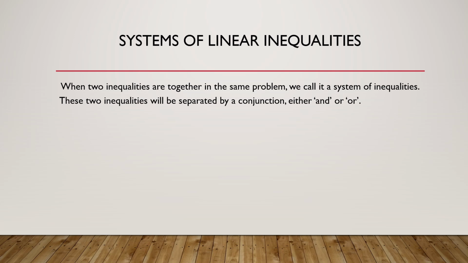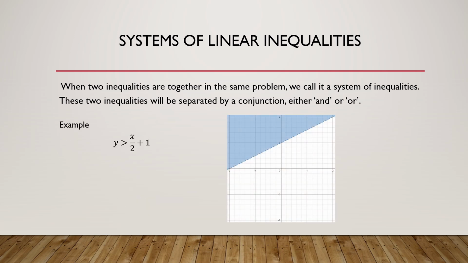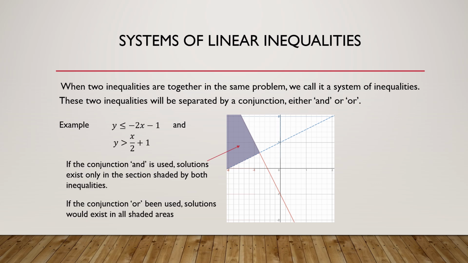When two inequalities are together in the same problem, we call it a system of inequalities. These two inequalities will be separated by a conjunction, either and or or. A graph is the only way to accurately depict the solution to a system of inequalities. Graph them both, remembering to use a dashed or solid line as appropriate, and shade the correct side. If the conjunction or is used, then all three shaded segments will depict the correct answers. If the conjunction and is used, then only the segment shaded by both contains correct solutions.